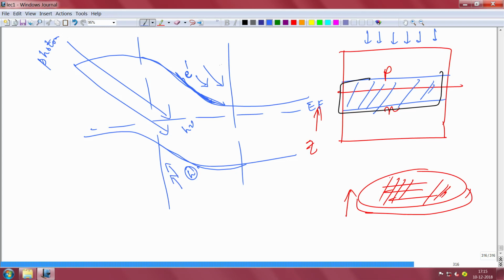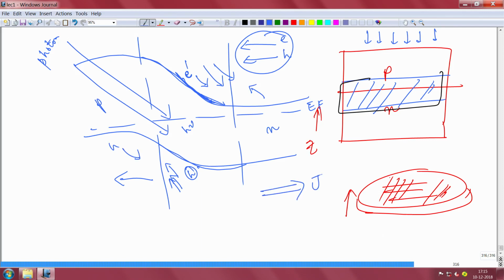Electron going this way means that current is going this way, and hole going this way means the current is going this way. So both electron and hole current will be in this direction, and this direction is opposite to the direction of a forward bias p-n junction current. In a forward bias, remember, this is n type, this is p type. So electrons are injected from this side, holes are injected from this side. So the net current flows in this direction in a forward bias.